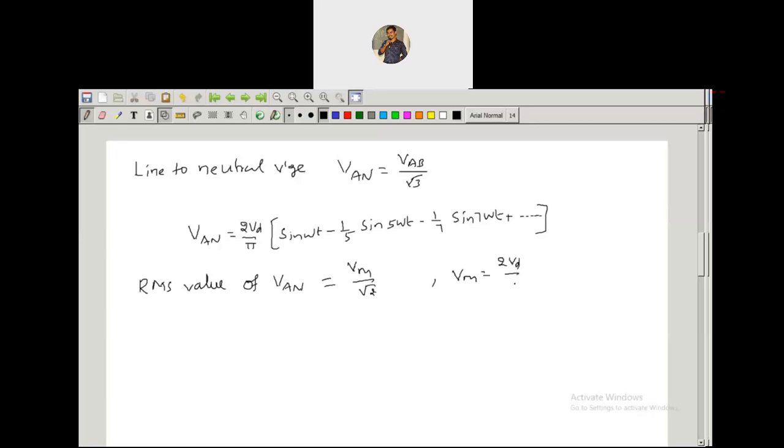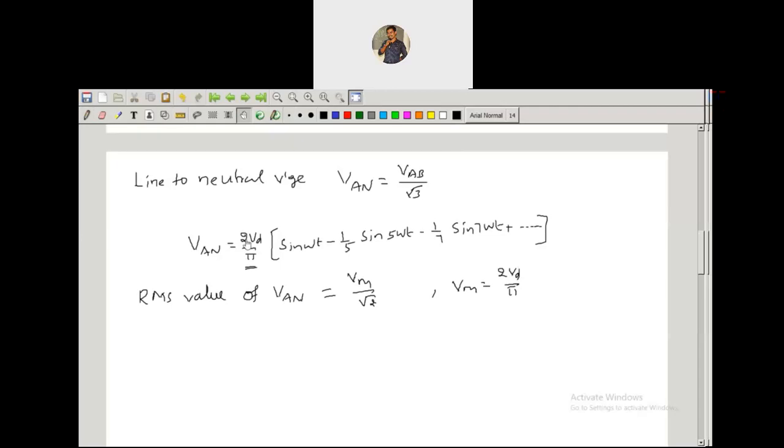You can observe this term. This is the Vm value, like Vm sin omega t. In the bracket it is all sine terms. This is the Vm value, and the RMS value is going to be Vm by root 2, and Vm will be 2 Vd by pi. So with the substitution, we are going to get this line voltage VAN equal to the RMS value, root 2 Vd by pi, root 2 by pi Vd.